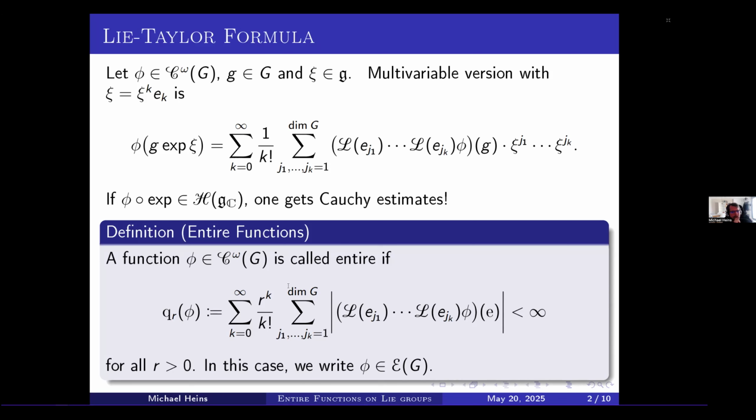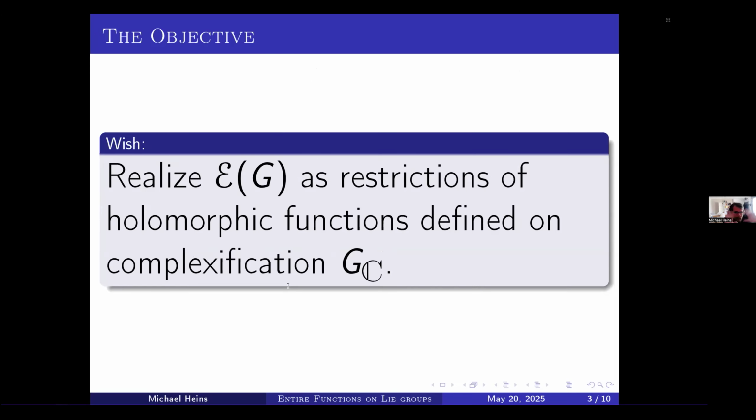Good. Then I think I continue. So what's the objective? What did I want? Well, I wanted to realize this algebra here precisely in the vein of this question, as a restriction of a good holomorphic object on some sort of complexification. That's a wish, and that was a wish for the longest time. It was not clear what the GC might be, and this is where I want to go now.